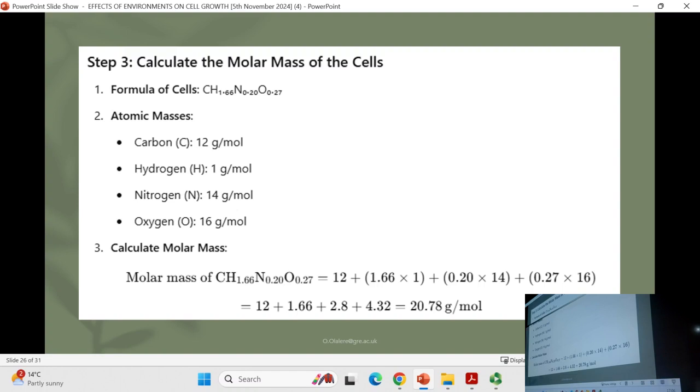And if you don't know the atomic mass of carbon, you're on your own. That of carbon is 12 gram per mole. So just know that hydrogen is 1, right? And nitrogen is 14. And oxygen, if you don't know this at this level, I'm sorry, I can't help you.